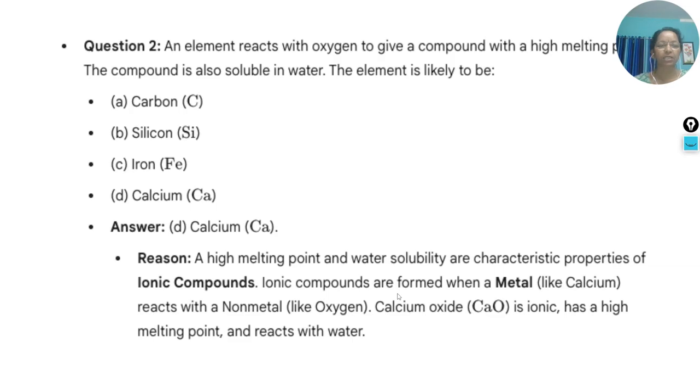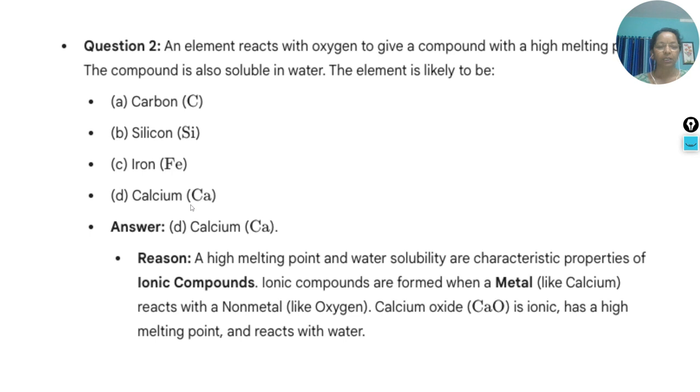Okay, next question. An element reacts with oxygen to give a compound with a high melting point. The compound is also soluble in water. What will the element likely be? So it should be an ionic compound. Ionic compounds are usually formed by reacting a metal and a non-metal. Carbon is a non-metal, no chance. Silicon is another non-metal, no chance. So the chance is for iron and calcium only, but we know calcium.